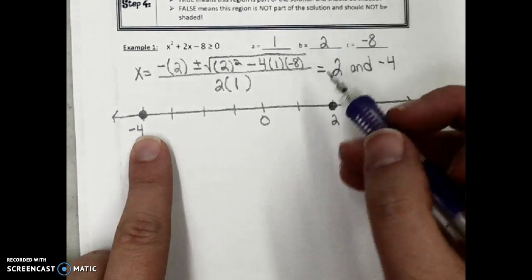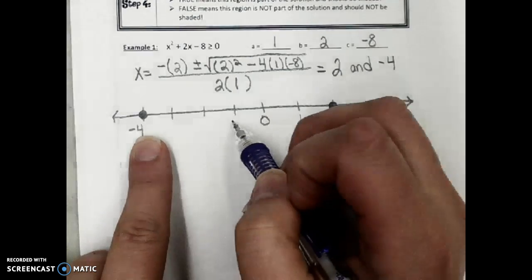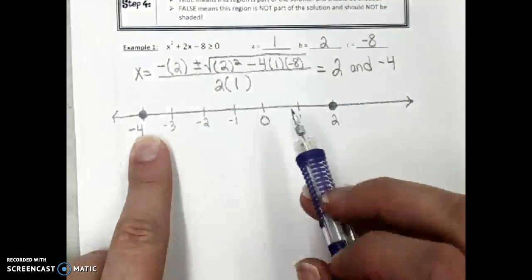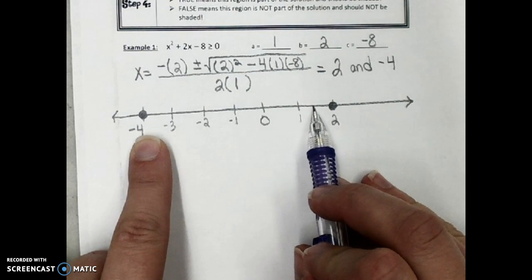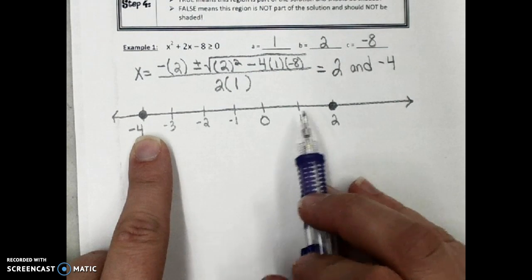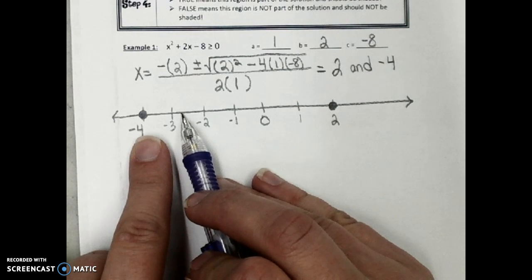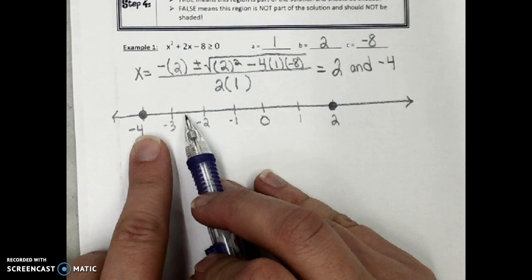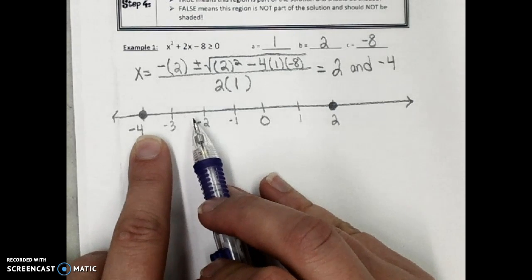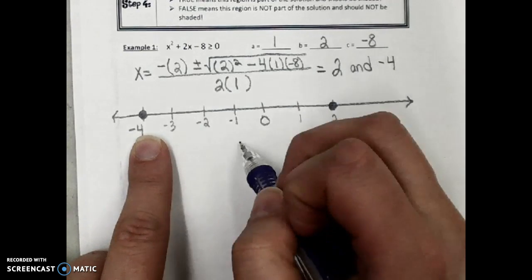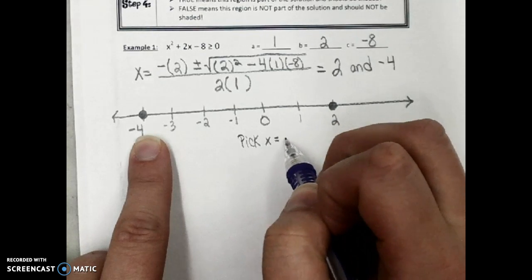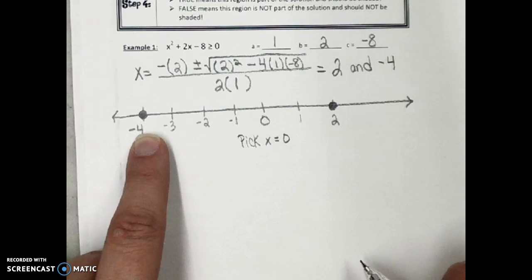You could pick 1. You could pick 0. Negative 1, negative 2, negative 3. 1.5 is technically in the middle. Negative 2.75 is in the middle, and you could pick any one of those points. I personally like to pick x equals 0 because that means my x's will be 0 and they'll disappear.